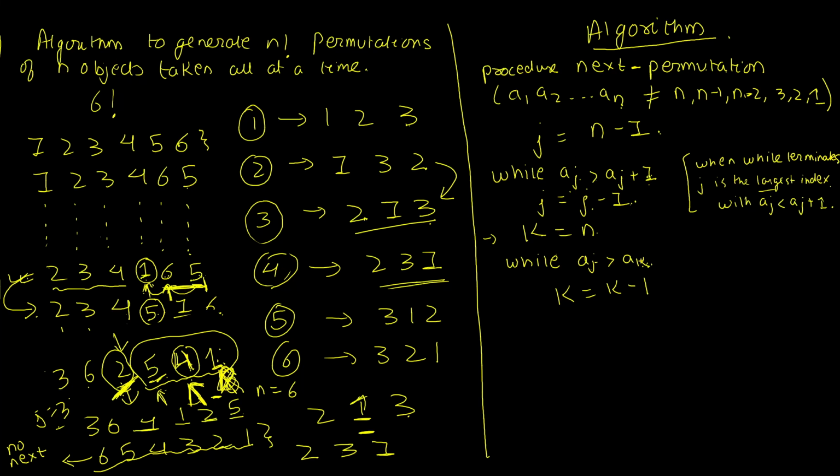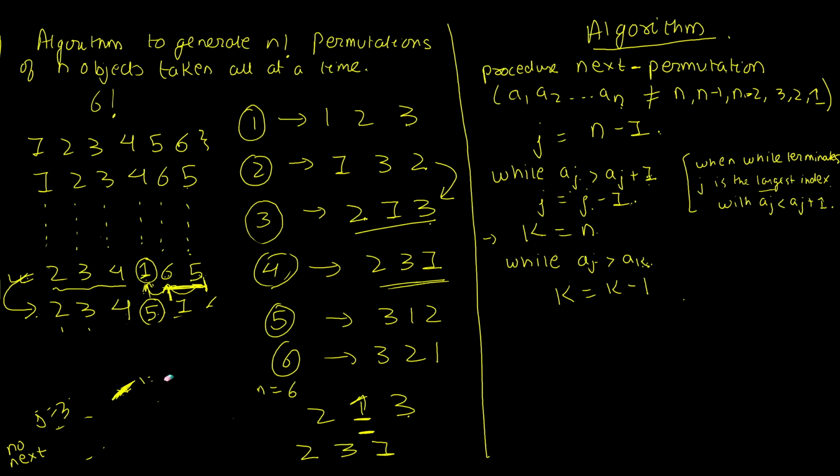Is aj greater than ak? Is 2 greater than 4? No. 2 is less than 4, which is what I need. The while loop will stop. And therefore the position where the k is pointing is going to be the least number that is greater than 2. Let me clean this up one more time and demonstrate.